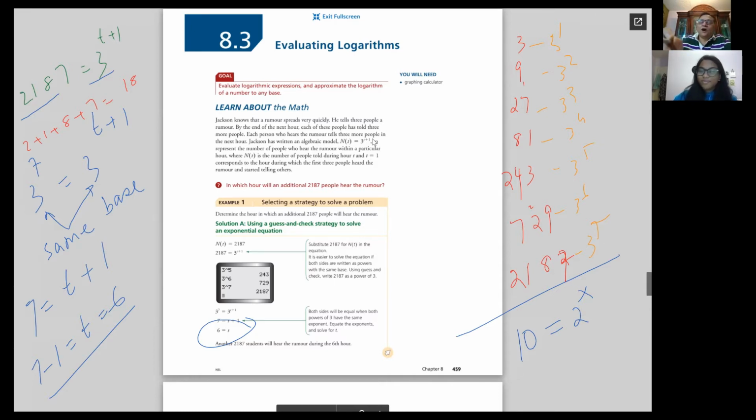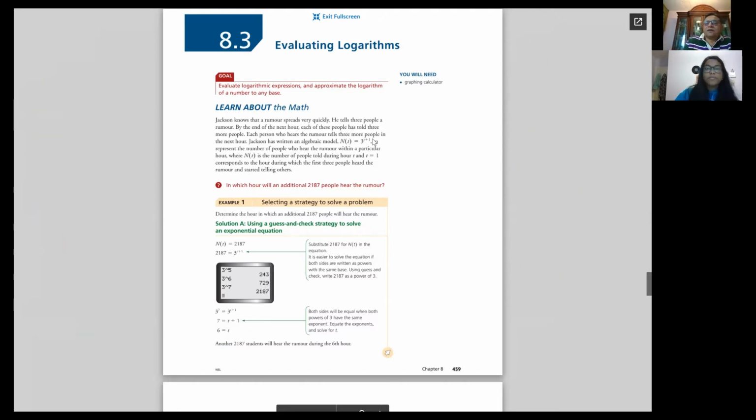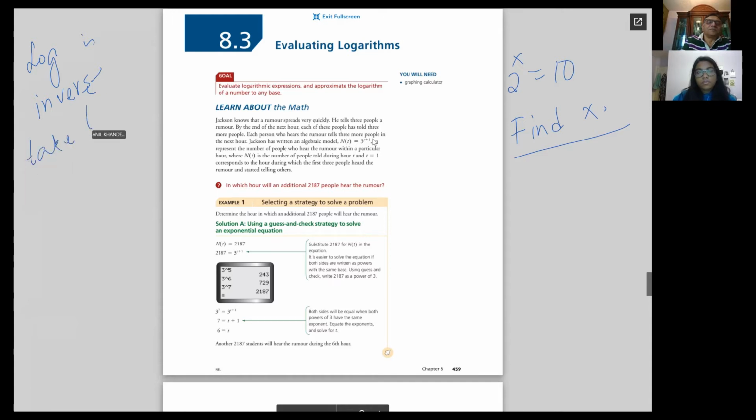We don't know. How can we solve this? We have this equation: 2 to the power of x equals 10. Find x. We know logarithms are the inverse of exponential functions, so we have to take log on both sides. Is that okay? Now, logs on a calculator are given to the base 10 or to the base e. So we'll use base 10. Is it okay?